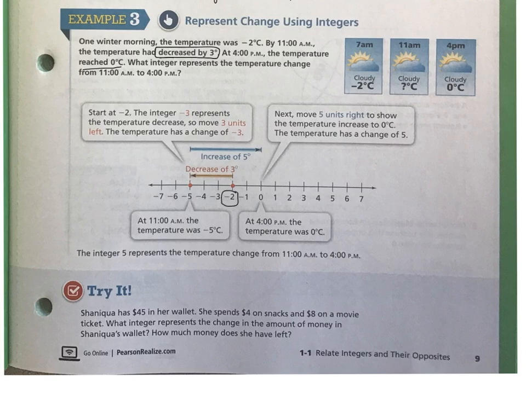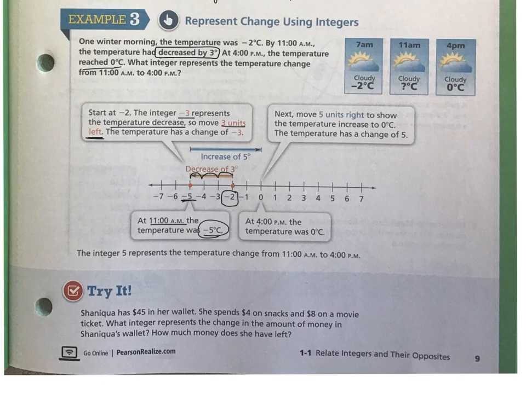The integer -3 represents the temperature decrease. So we're going to move 3 units to the left because the left is the negative direction. The temperature has a change of -3. So we go back 1, 2, 3. Now at 11 a.m., the temperature was -5 degrees Celsius.